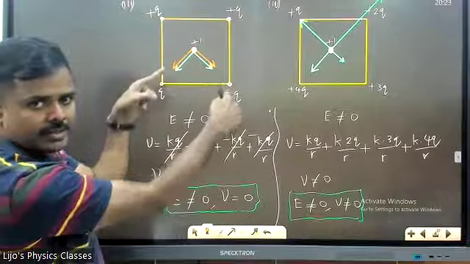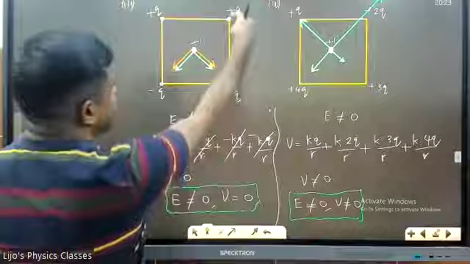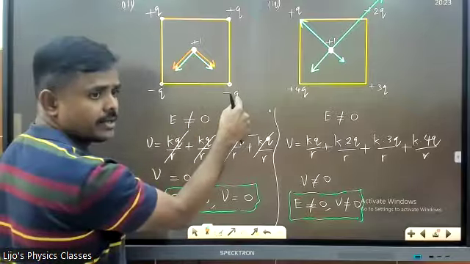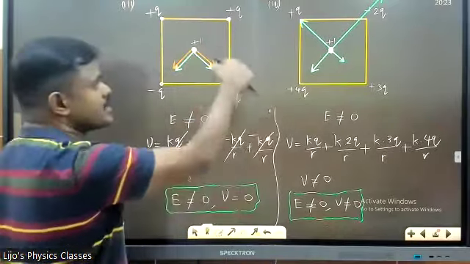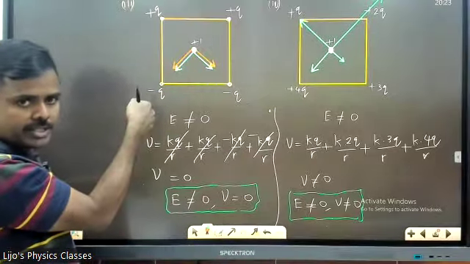Got it? This plus is repelling downward, the green arrow. This plus is also repelling downward, that is also a green arrow. What is the minus doing? The minus is attracting the plus downward. That is the orange arrow. Got it? And this minus is also attracting it towards itself.